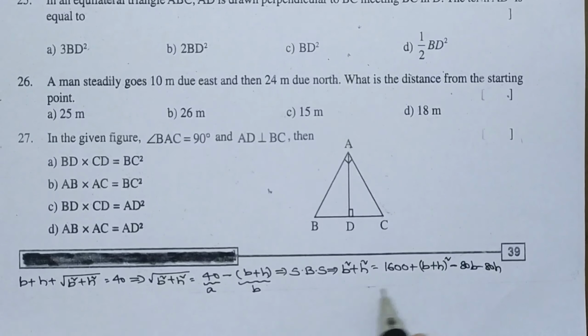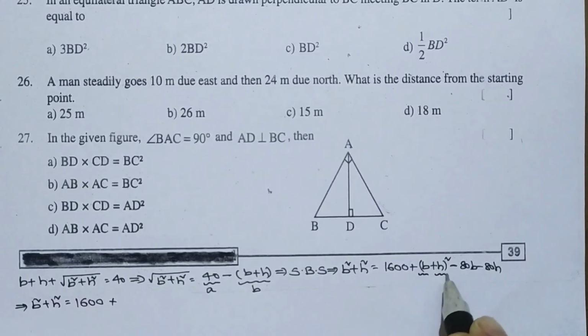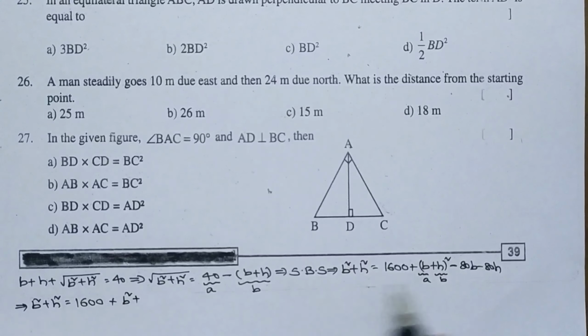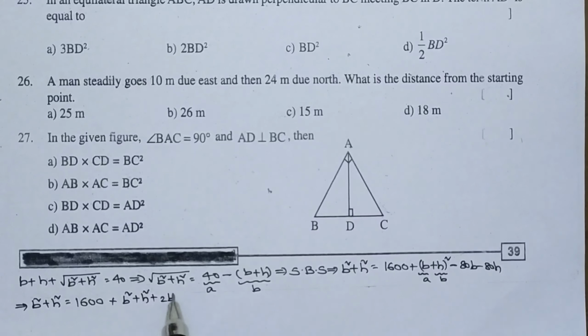Now here let us expand this b square plus h square also. Here I am writing once again its continuation. So b square plus h square, that is left side, I am writing as it is. Here this 1600 also I am writing, and here I would like to expand this one in the form of a plus b whole square. Here a means b, b means h. So a square means b square plus b square means h square plus 2ab means 2bh, minus 80b minus 80h.